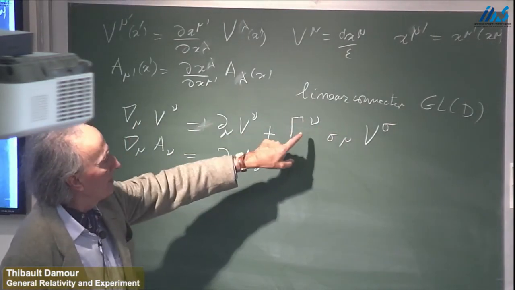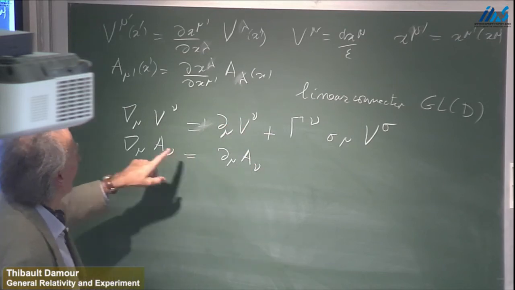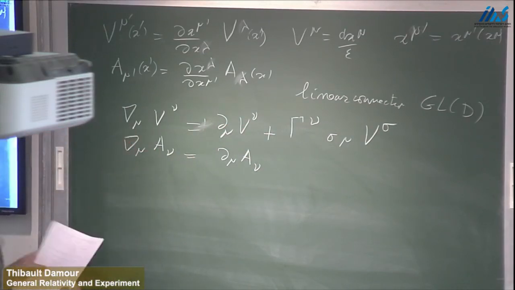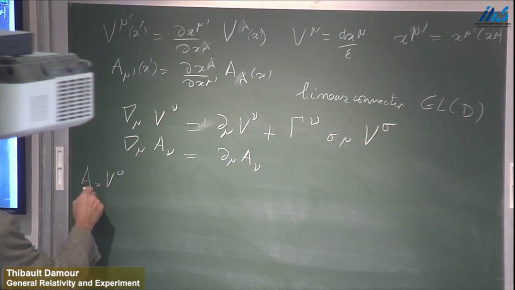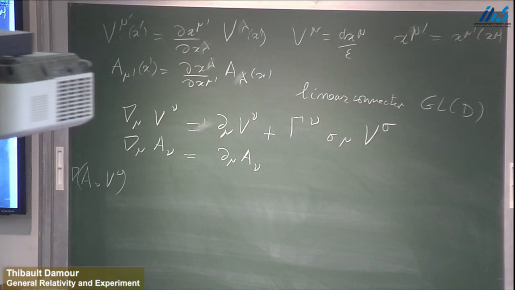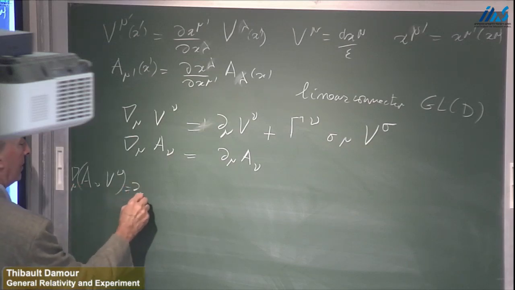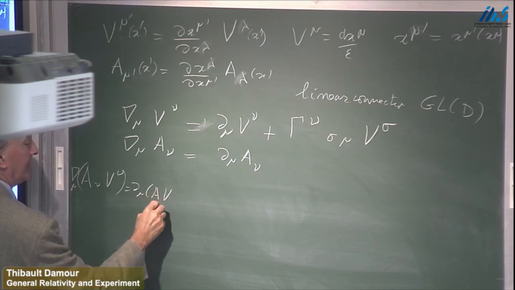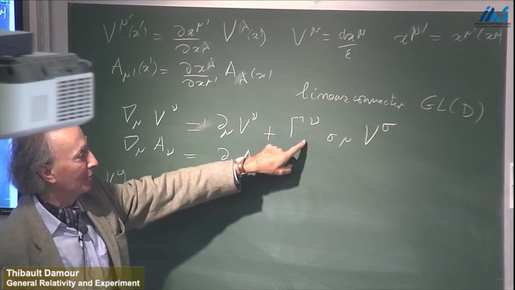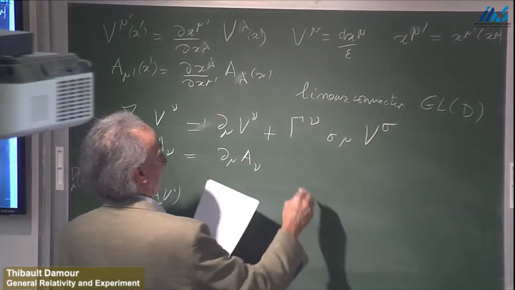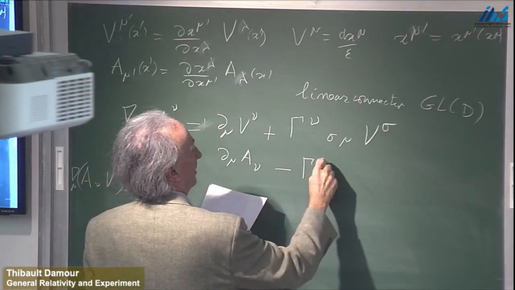But now, if you have defined the gamma for this, and if you want this object to be such that the product A nu, V nu is invariant, which means that the covariant derivative of this object can be taken as its ordinary derivative, A times V with this index summed, you find that the matrix you need to put here must be the opposite of this matrix. Okay, so which means here I have minus gamma.